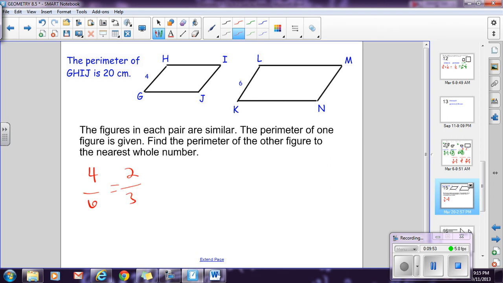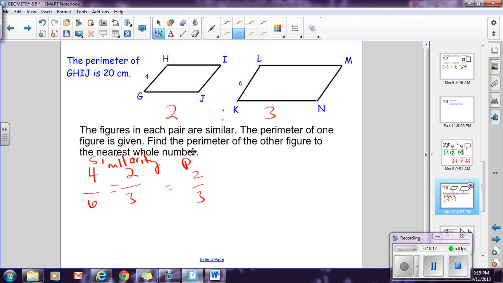Now, we also know, so this is their similarity. This is how they're similar. Similarity ratio. What about their perimeter ratio? Their perimeter is going to equal the same, 2 over 3. Now, I know that the perimeter of this smaller one, because we said this is 2 to 3, is actually 20.